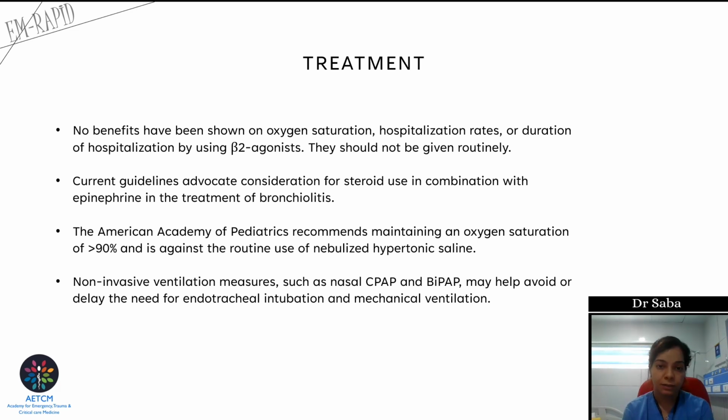That is in order to curb the inflammation, which is the primary reason, the trigger for bronchiolitis clinical features. So we maintain an oxygen saturation of at least more than 90%, and there is not much role of nebulized hypertonic saline usage, and non-invasive ventilation such as nasal CPAP, BiPAP can be utilized at an early stage if the child's work of breathing is too severe in order to prevent endotracheal intubation. But if mechanical ventilation is indicated, we should be considering it.